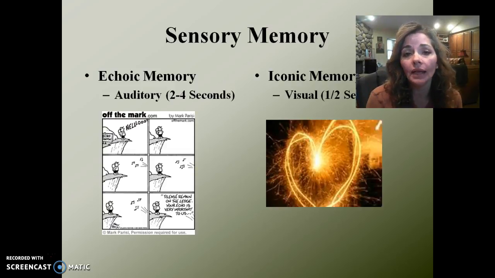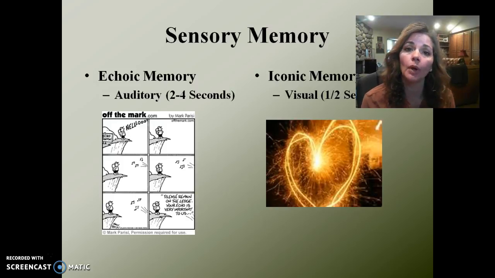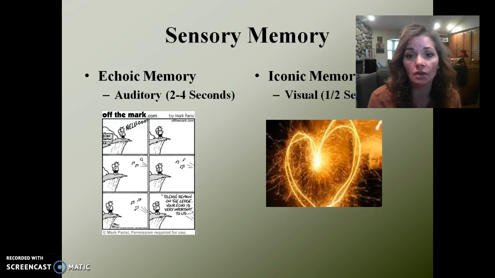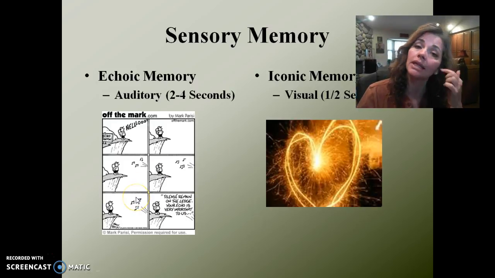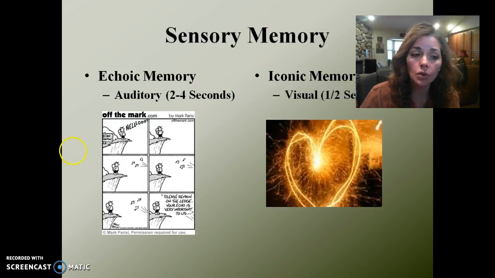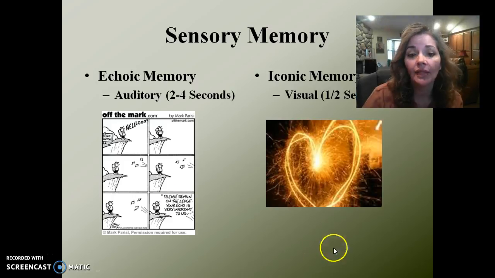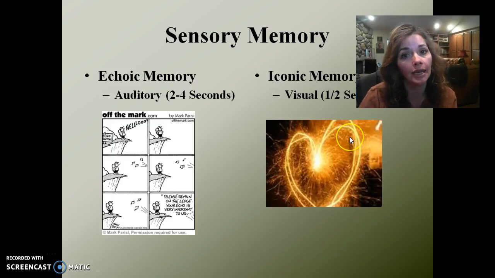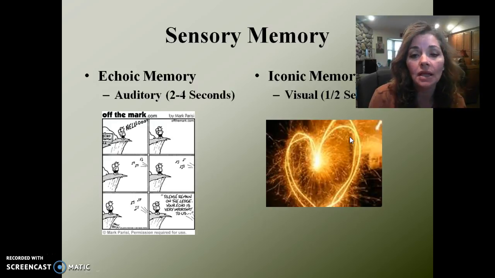And so we already kind of alluded to these when we talked about the fact that each of these subcomponents has a different duration of time that we can hold the information in our sensory memory. So for echoic memory, that's really auditory sounds, and you can remember that because sounds can kind of echo. And our auditory data can actually be held longer in our sensory memory than our visual or iconic. So you want to remember this.